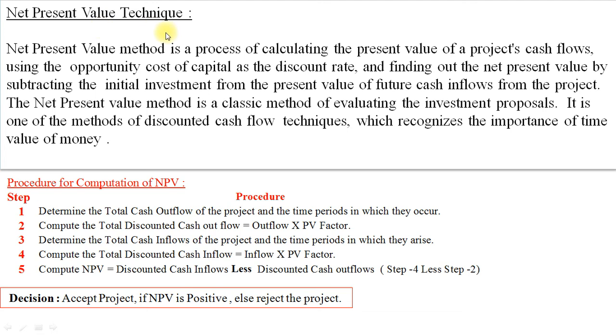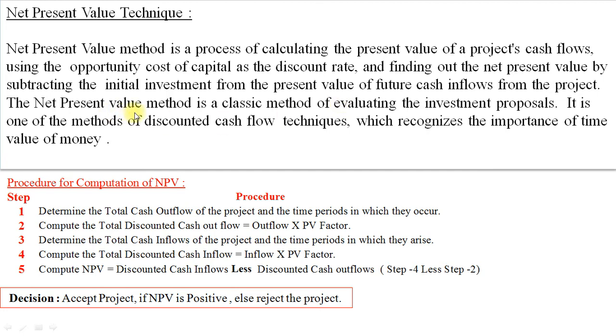Net present value technique. The net present value method is a process of calculating the present value of a project's cash flows using the opportunity cost of capital as the discount rate, and finding out the net present value by subtracting the initial investment from the present value of future cash inflows from the project.